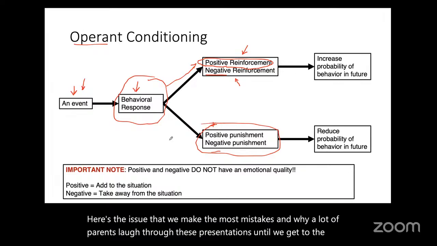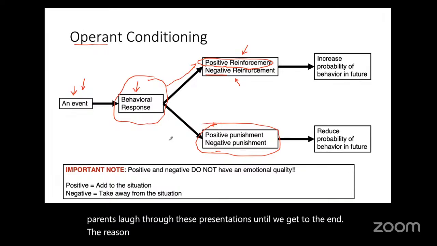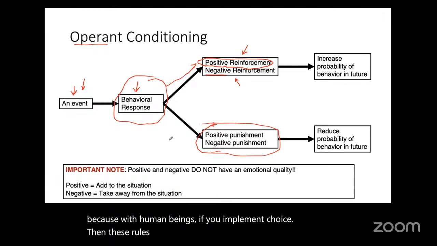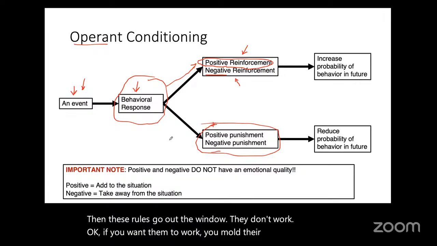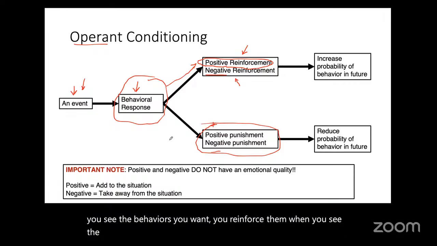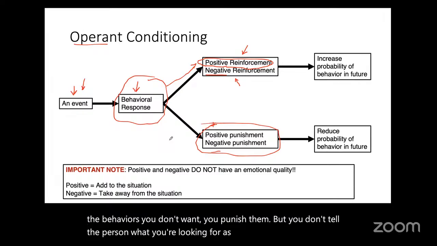The reason why reinforcement and punishment do not work is because with human beings, if you implement choice, then these rules go out the window. They don't work. Okay. If you want them to work, you mold their behaviors. And when you see the behaviors you want, you reinforce them. When you see the behaviors you don't want, you punish them. But you don't tell the person what you're looking for as far as positive or negative behaviors.